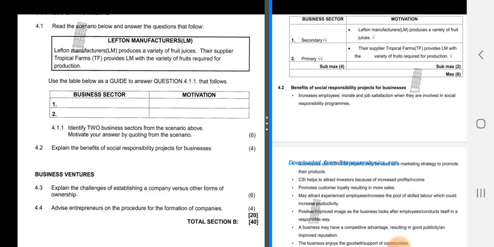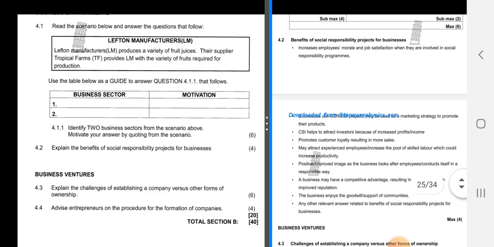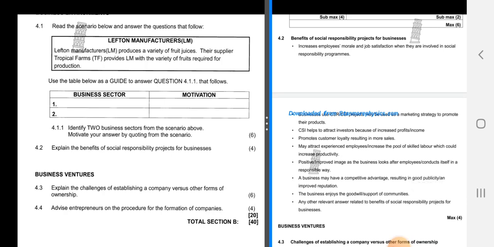4.2 says, explain the benefits of social responsibility projects for businesses. When a business engages in social responsibility, what benefit or gain will it get? A social responsibility project is when a business fixes a road, like maybe a certain store in your community fixes the road that has potholes, or gives out tenders, bursaries. How will that impact benefit the business?